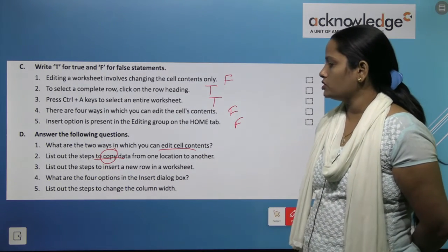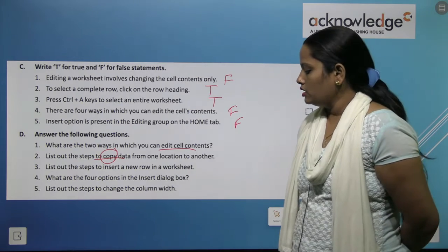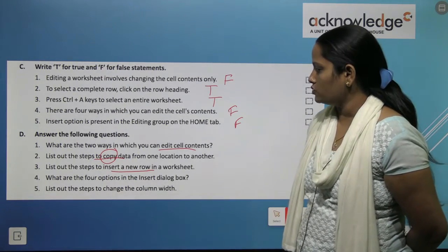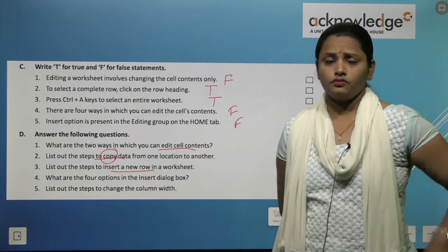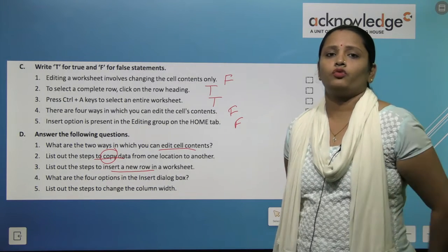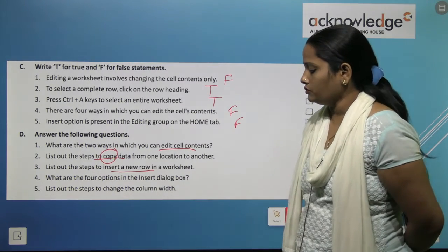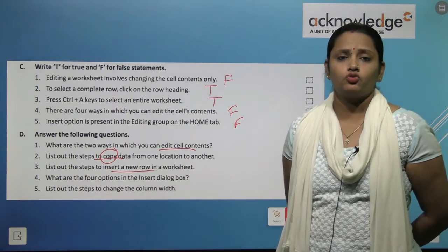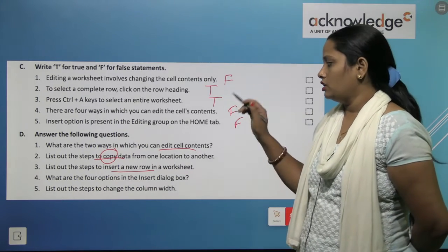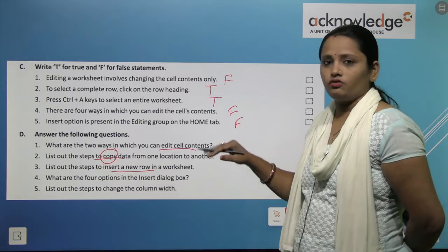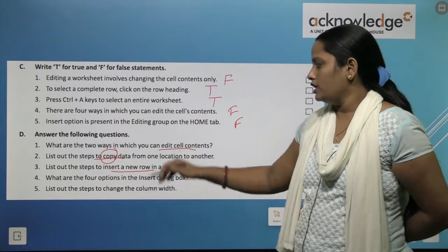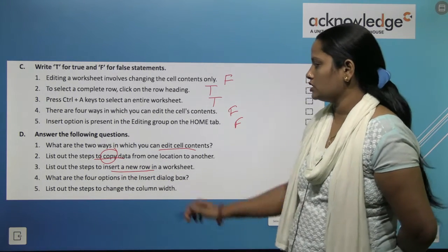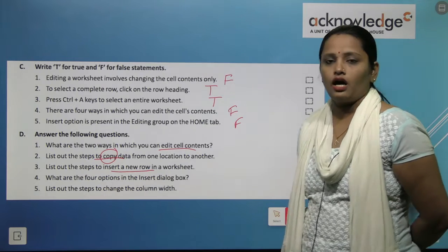List out the steps to insert a new row in a worksheet. So to insert a new row in a worksheet, first we have to select the row before or after which we want to insert the row. Then we have to go to the cells group in the home tab, and from there we have to choose the insert option and select the desired option, where we have to shift or insert a new row, and then we have to click on the OK button. After this, the new row will be inserted in our worksheet.